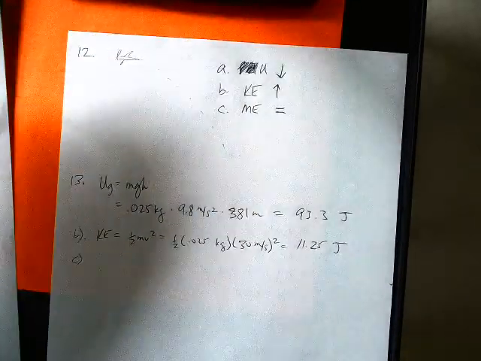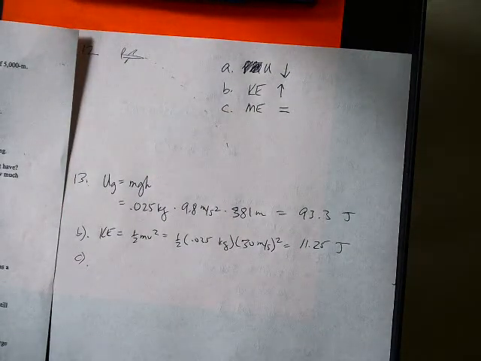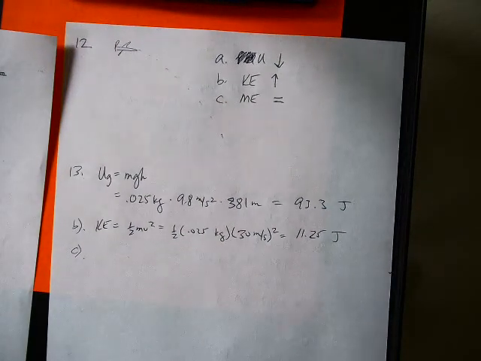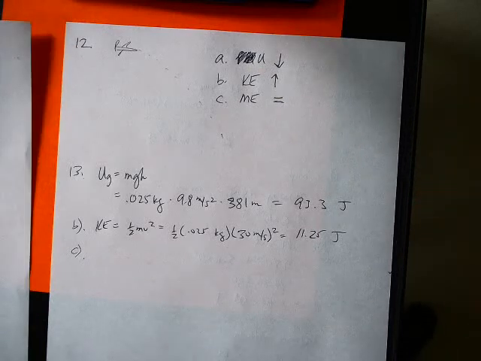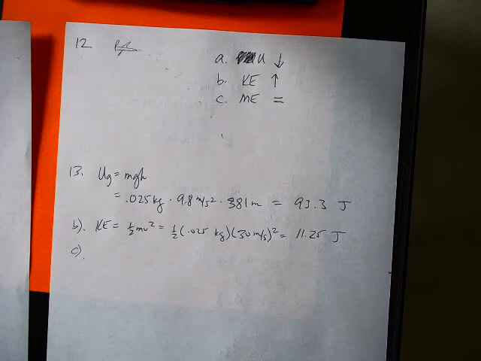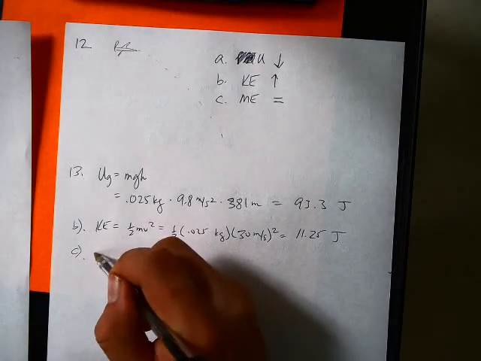Part C, when will all of the potential energy be converted to kinetic? So remember, as it is falling down, it is losing potential, just like the plane in problem 12. It is losing potential because it's getting closer to the ground. But it is speeding up, so it's increasing in kinetic energy. So all the potential will be converted to kinetic when it's at the ground.